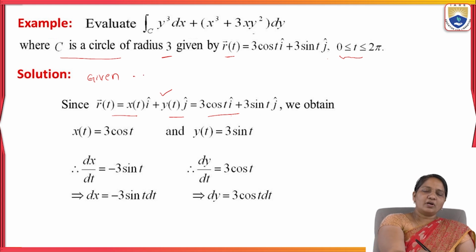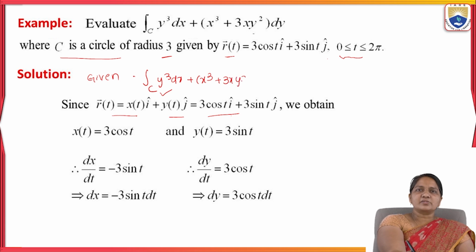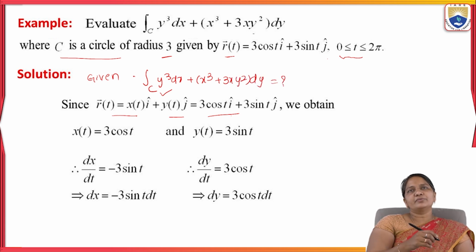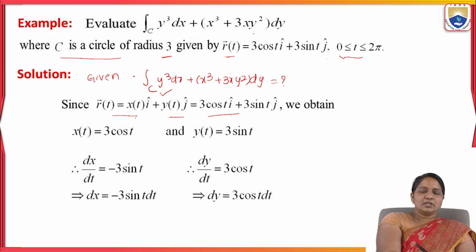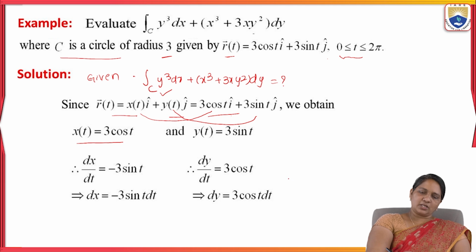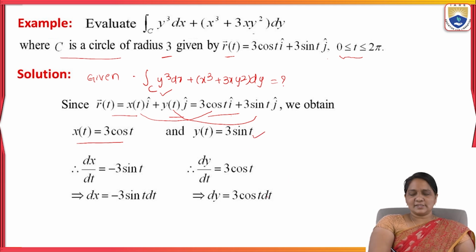So what we have to calculate? Evaluate the integral over C of y cube dx plus x cube plus 3xy square dy. We have to calculate this value by using the given r of t. Now when I compare, x of t equals 3 cos t and y of t equals 3 sin t.